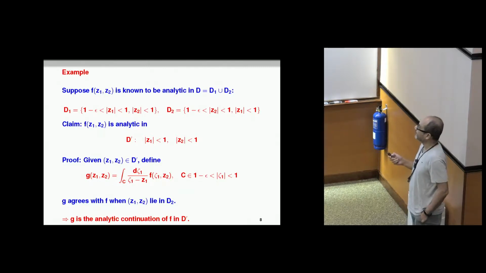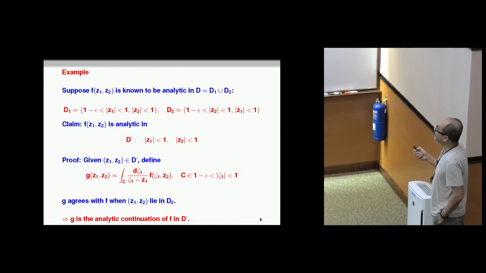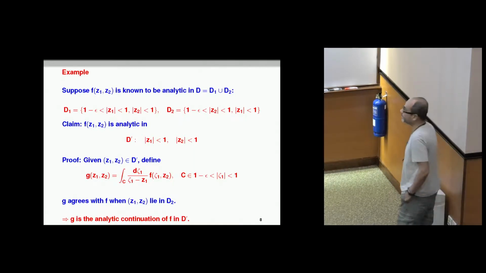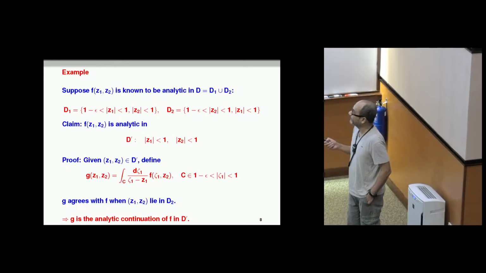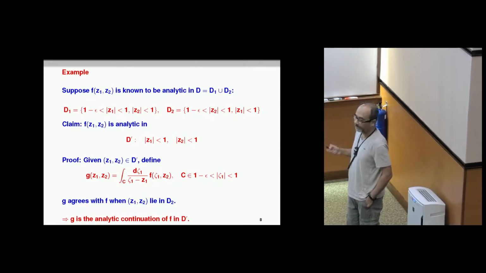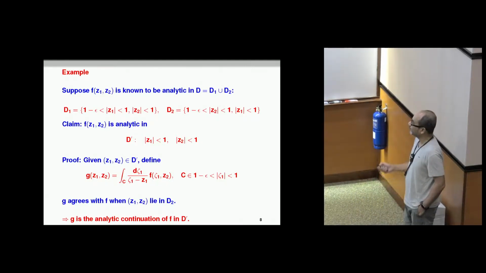It's known to be analytic. D2 includes an annular region in the Z2 plane and the unit disk in the Z1 plane. So given this, D1 union D2 is, you can show, a simply connected space. Given this, one can show that F is analytic in this bigger domain D prime, which consists of the product of the two unit disks. And this is the way one proves this.